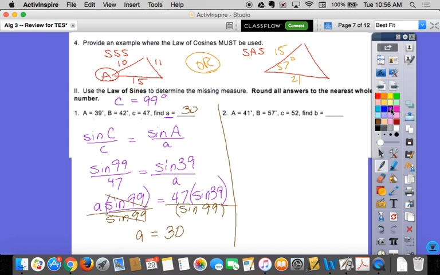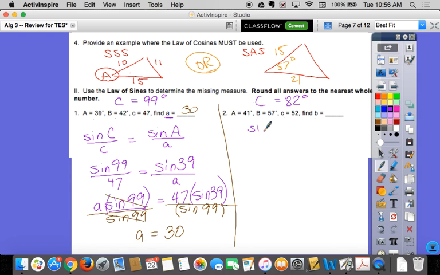Same thing on this one. I don't know what was in my head, I guess I was just being mean. You've got to find angle C. So do 180 minus 41 minus 57, and you will come up with 82 degrees. Now you have a complete ratio. You have to have a matching angle and a matching side in order to use law of sines.